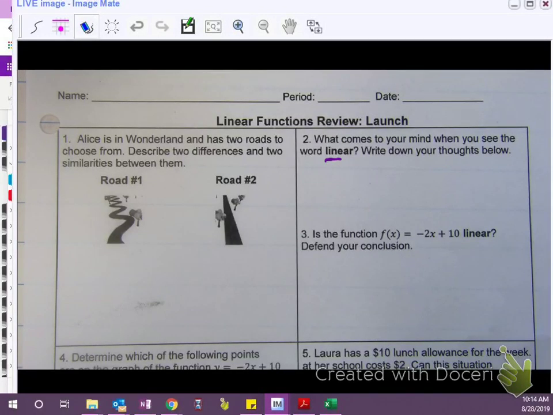Okay, the table over to the left by the door here. Is the function negative 2x plus 10 linear? Yes, because it has a consistent pattern. Right. Or formula to make it linear. Right, it does. It meets the pattern of your slope-intercept form, right? So it has a constant slope, and it has a y-intercept. All right, very good.